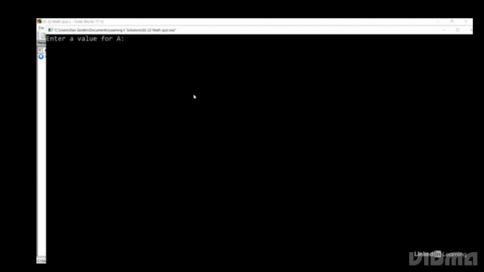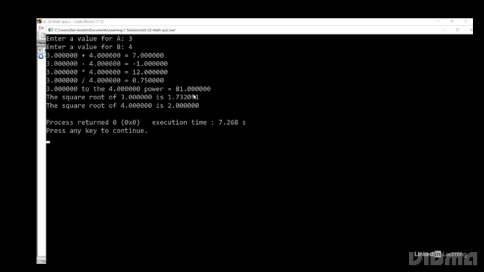And I'm going to type in some low values to make sure that things don't get too crazy. 3 and 4. And 3 plus 4 is 7. 3 minus 4 is -1. 3 times 4, you see that it all looks like, well, the square roots. I know that the one for 4 is correct. I'll assume that the one for 3 is also correct.